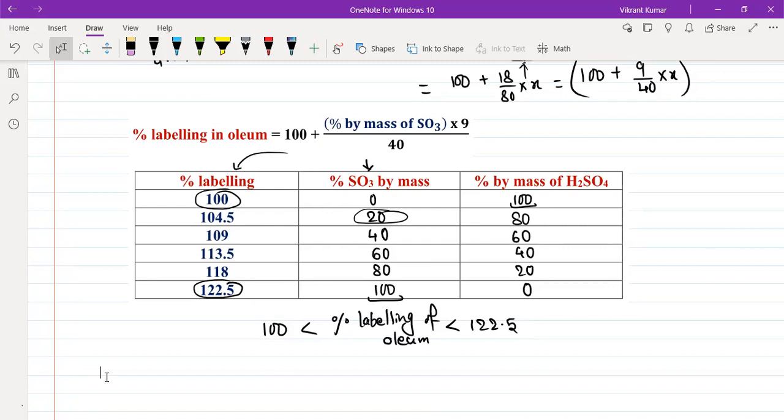So percentage labeling is just the total value of H2SO4. This is just an indication of the concentration of SO3 present in the sample of oleum. It is another way of calling it. कि हाँ ठीक है, 109% है, तो एक indication दे दिया.